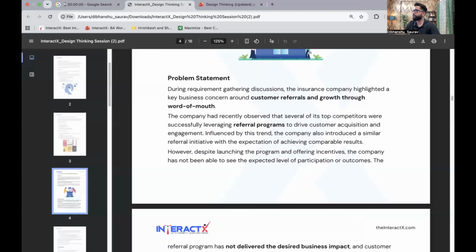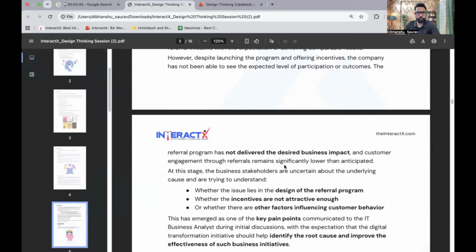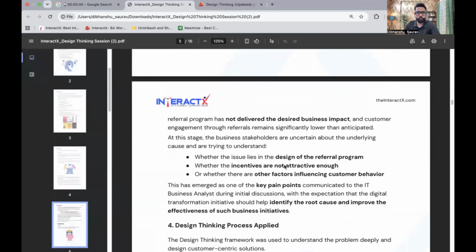Problem statement. During requirement gathering discussion, the insurance company highlighted a key business concern around customer referrals and growth through word of mouth. The company had recently observed that several of its top competitors were successfully leveraging referral programs to drive customer acquisition and engagement. Influenced by this trend, the company also introduced a similar referral initiative with the expectation of achieving comparable results. However, despite launching the program and offering incentives, the company has not been able to see the expected level of participation or outcomes.